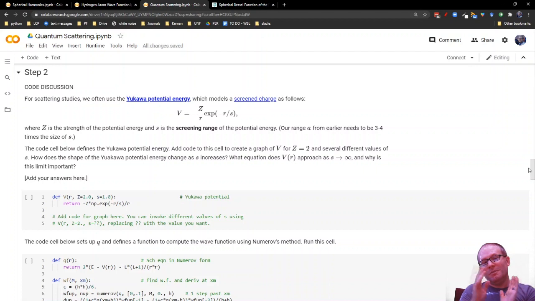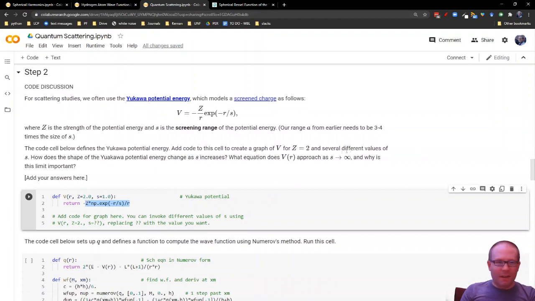The potential energy we're going to use a little bit different than we had before. Here is your 1 over R for the Coulomb potential. We're going to modify this into the Yukawa potential energy, which tacks on this e to the negative r over s, which screens the potential energy. So it's taking that potential energy and making it die off a little bit as you get closer to the origin, which is really great because we kind of need that. Okay, so here's the Yukawa potential. I'll let you read about that in the link here.